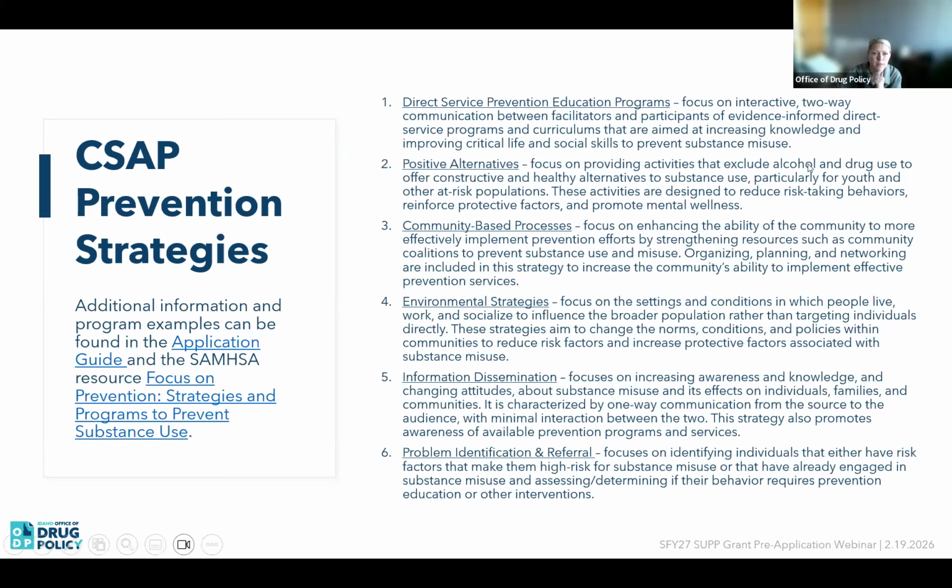And then number 3, community-based processes. These focus on enhancing the ability of the community to more effectively implement prevention efforts by strengthening resources such as community coalitions to prevent substance use and misuse. Organizing, planning, and networking are included in this strategy to increase the community's ability to implement effective prevention services.